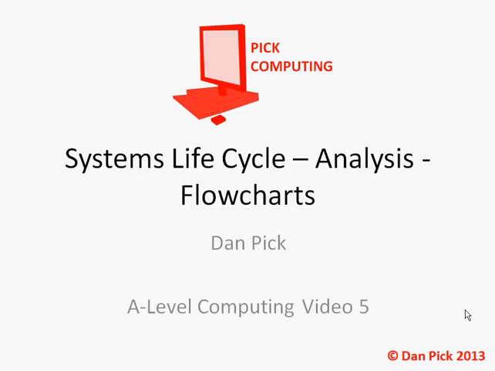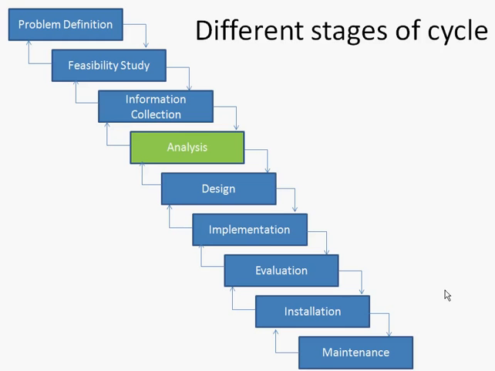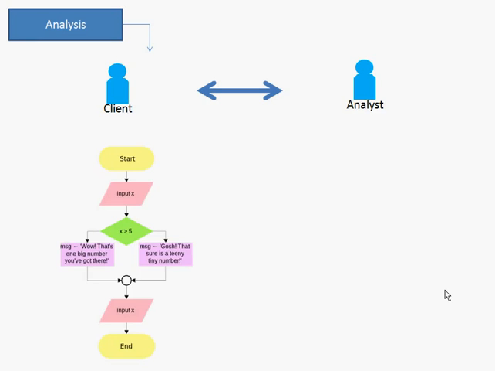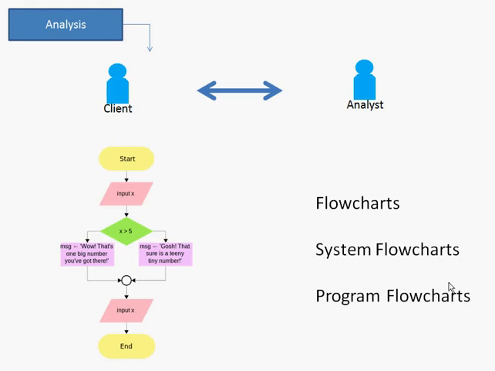Hello, A-Level Computing video number 5, and we're still looking at the analysis stage of the system's life cycle, and in this video we're going to look at something called flowcharts. During this analysis stage we know that the analyst will work closely with the customer, and another type of diagram that the analyst can create in order to portray how an existing system works is the flowchart, and there's an example of a flowchart there, quite a simple flowchart. They might also be known as system flowcharts or program flowcharts.